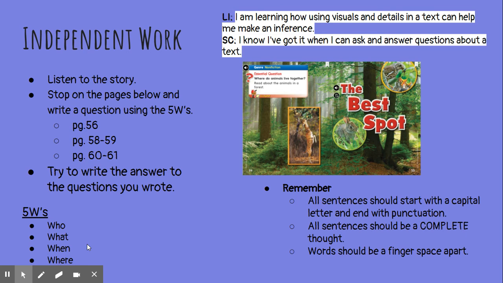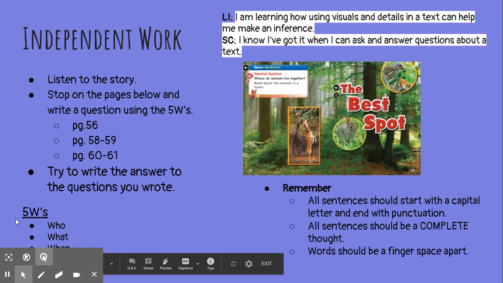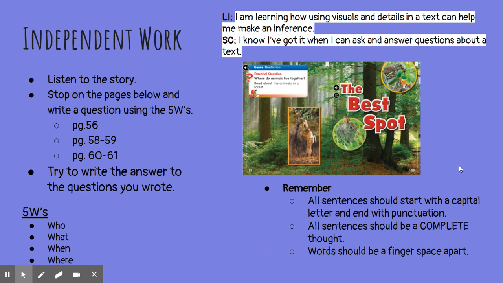As a reminder, here are the 5W questions. And don't forget, all sentences start with a capital letter and end with punctuation. All sentences should be a complete thought, so don't stop in the middle, and your words should be finger spaces apart.